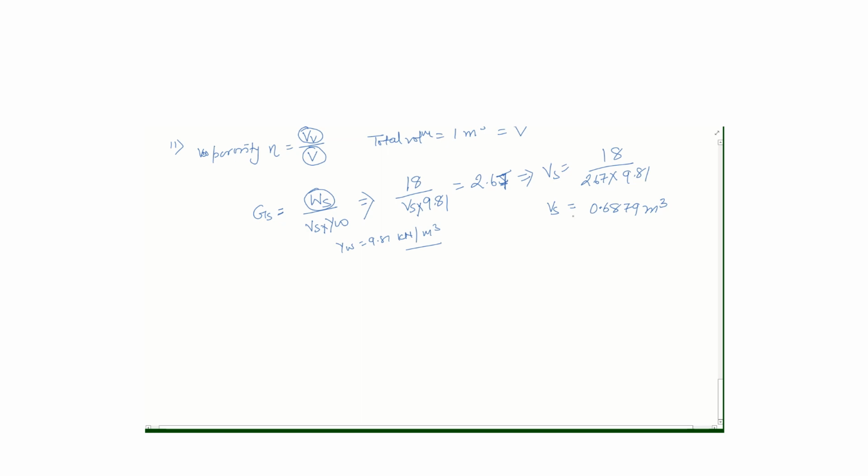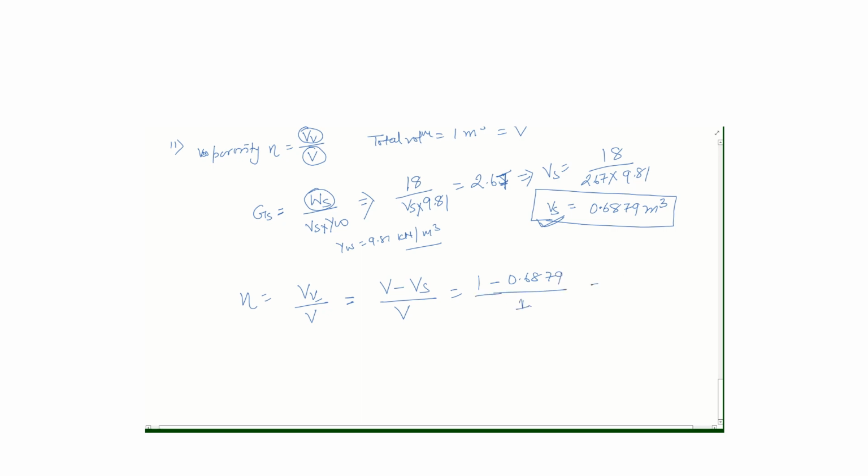So the volume of solid we obtain from this expression is 0.6879. Now for porosity, what is there? Volume of voids by total volume. Now I have calculated this volume of solid, so volume of voids can be written as total volume minus volume of solid, divided by total volume. Now total volume is 1 minus 0.6879, divided by 1.